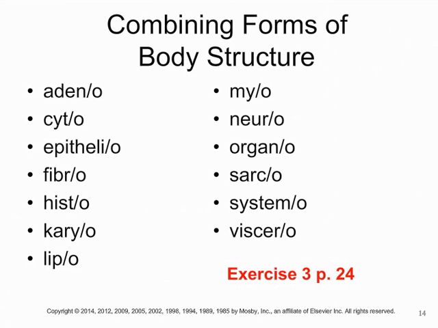Organo, take a guess, organ. Sarco is kind of a tricky one. It means both flesh and connective tissue. So anytime you're talking about a disease or disorder of connective tissue, you're going to see sarco. Systemo means system, so if you're talking about a system-wide issue, a system-wide disease. And viscero means your internal organs. So like your viscera is referencing those internal organs.